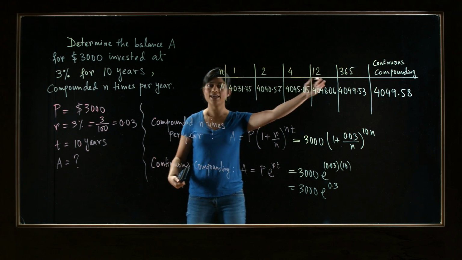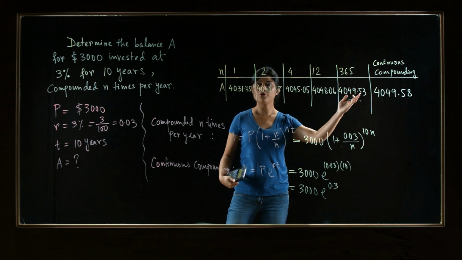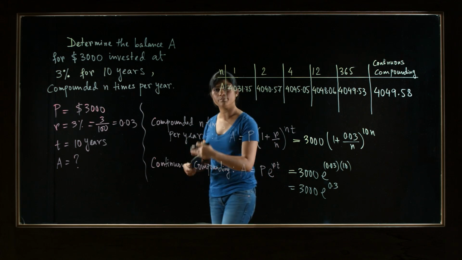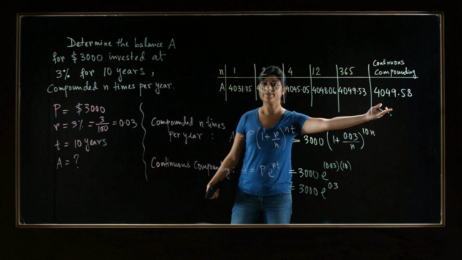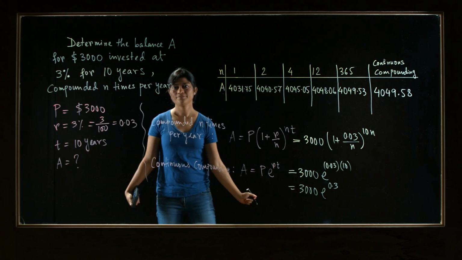So for various n's, you get various balances. And see, the balance is increasing as n is increasing. And finally, we're continuously compounding. And then you have your balance right here. So that's what this table represents.